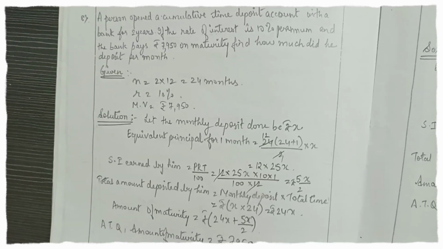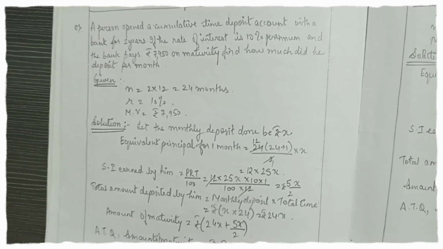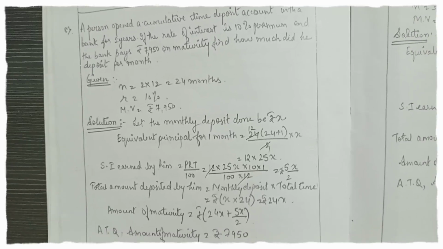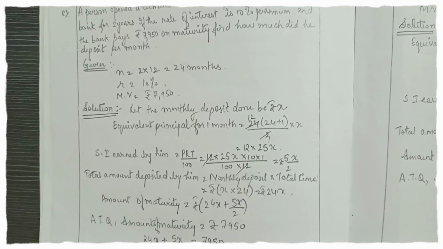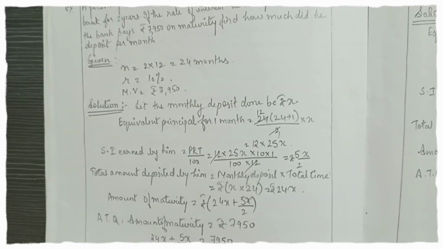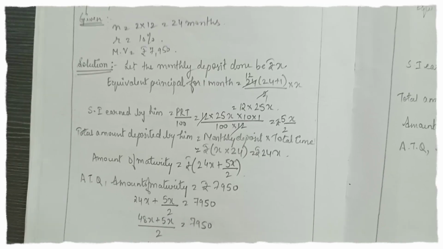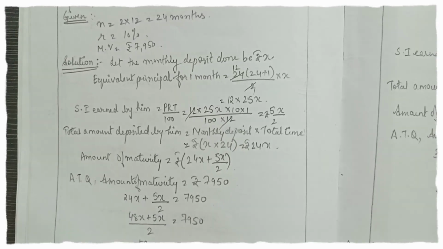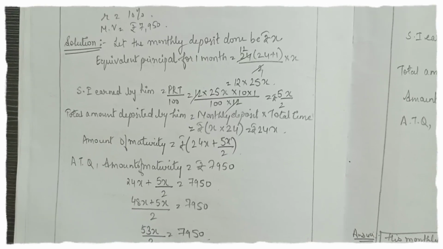A person opened a cumulative time deposit account with a bank for 2 years. If the rate of interest is 10% per annum and the bank pays rupees 7,950 at maturity, find how much he deposited per month. N is equal to 2 into 12 is equal to 24 months. R is equal to 10%. Maturity value is given as 7,950.